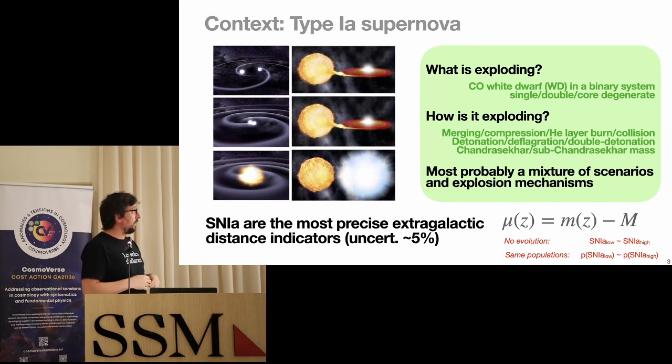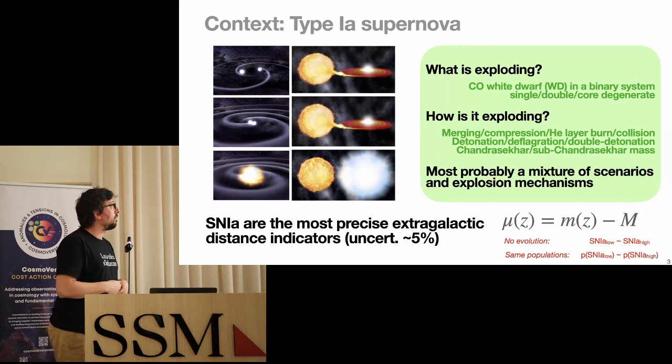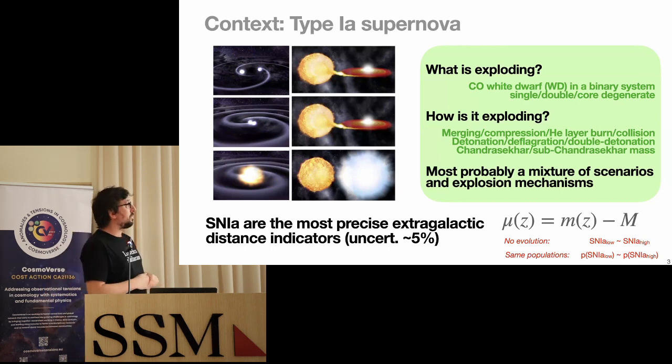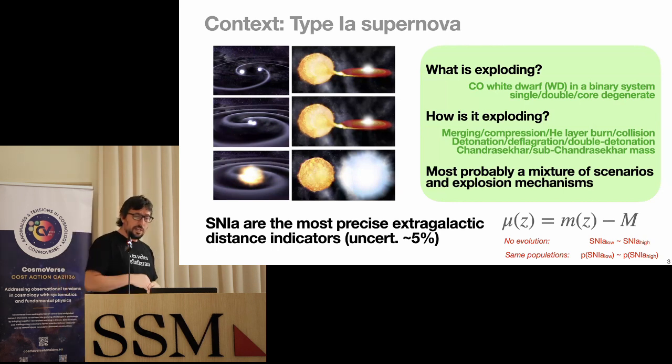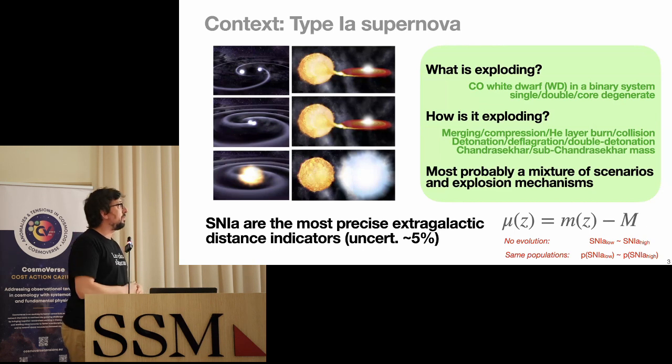What is going on in nature is that there's a mixture of these scenarios and explosion mechanisms. But anyway, observationally, and I'll talk a bit about this, we have been using them as precise distance indicators. This is the distance model expression: we just measure the apparent magnitude, and we assume that they all explode similarly. This is what is a standard candle. As we will see, it is standardizable, but anyway.